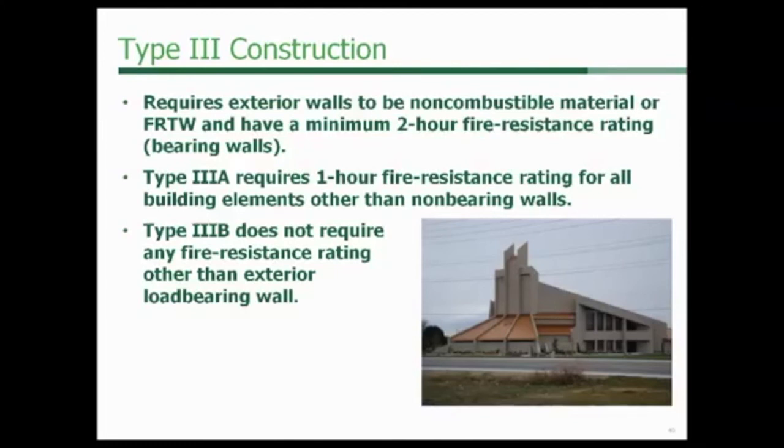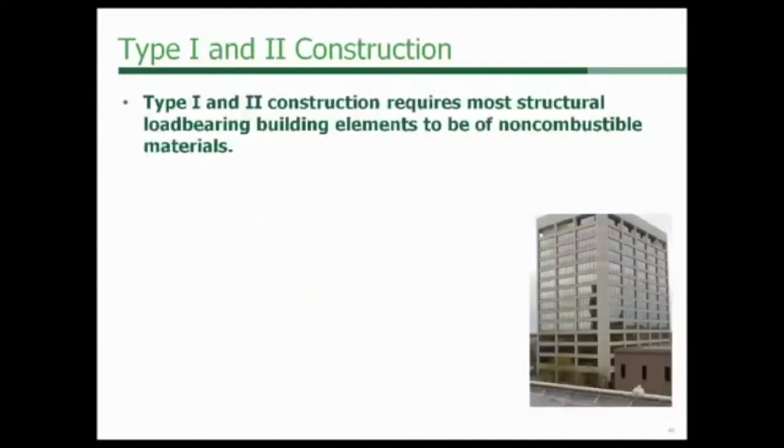I'll move on to type 3. Type 3 also has the restriction of non-combustible exterior walls or fire retardant treated walls. In the 2015 code, CLT is not specifically designated in type 3 construction. 3A and 3B, of course, designate 1 hour and no specific rating in 3B. In types 1 and 2 construction, building materials for the most part, certainly the structural load bearing frame of the building, are non-combustible.